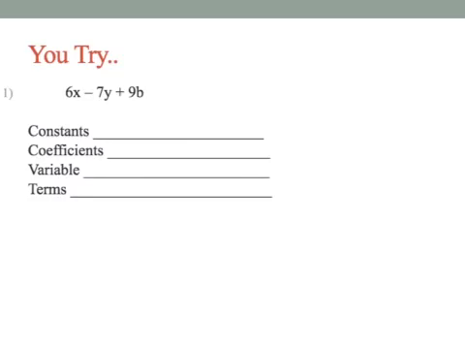So once again, I'm going to start at the bottom. I'm going to start with terms. So how many terms do I have? So I have a 6x, a minus 7y, and a plus 9b. So I have 3 different terms here. Then I'm going to go to variable. So your variable is your letter that represents your unknown. So we have a variable of x, and a variable of y, and a variable of b.